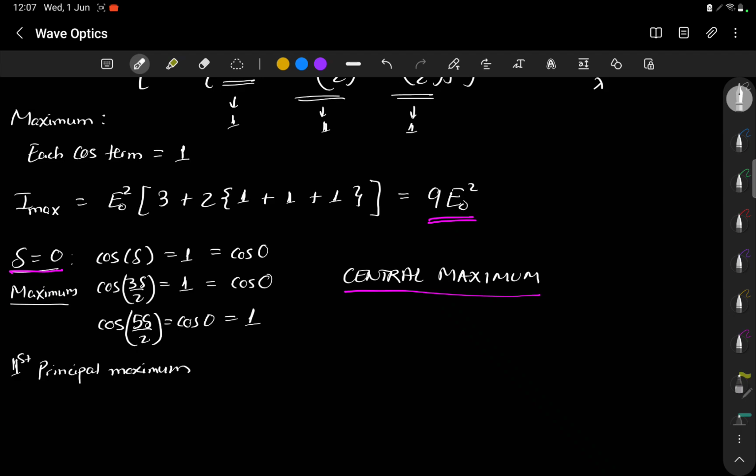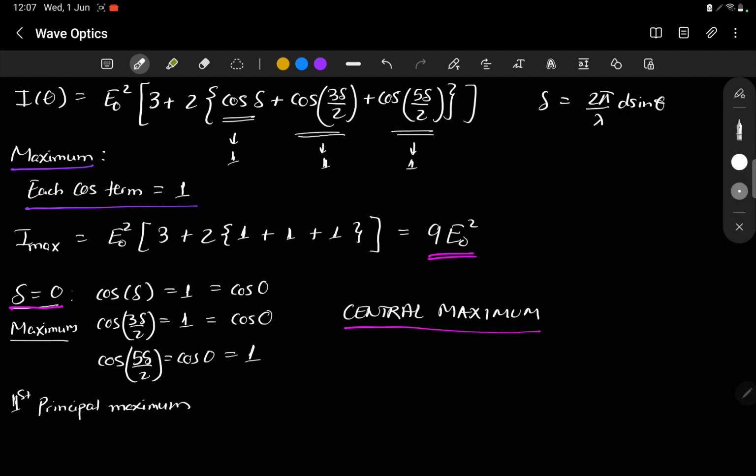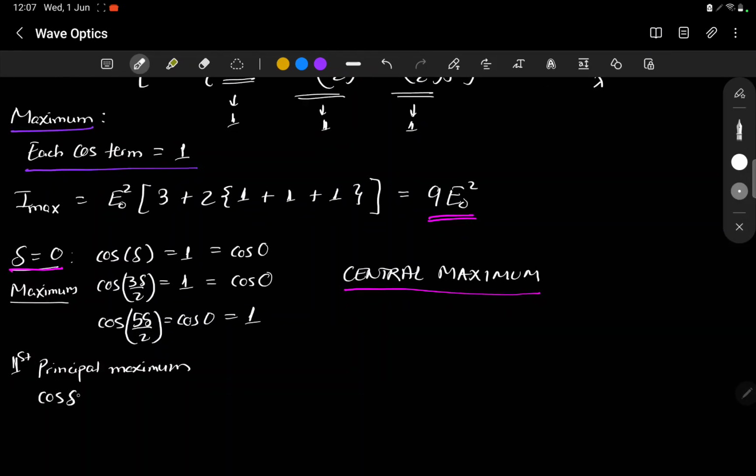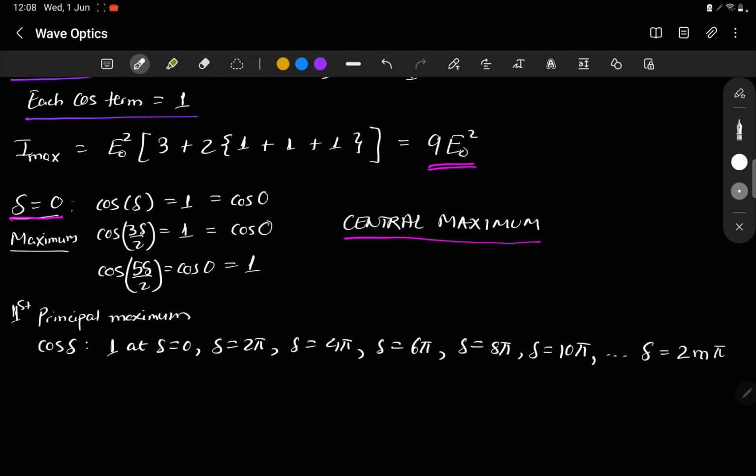Now, as I said, for maximum, this condition needs to be satisfied that each of the cosine terms needs to go to 1. So when does cos delta go to 1? Cos delta would be 1 at delta equal to 0, delta equal to 2 pi, 4 pi, 6 pi, 8 pi, 10 pi, and so on and so forth. Basically, this will be at delta equal to 2m pi, that is even multiples of pi. So cos delta is 1 at even multiples of pi.